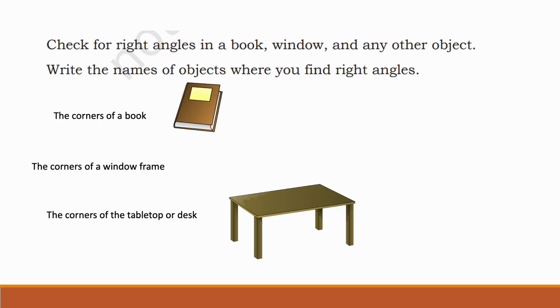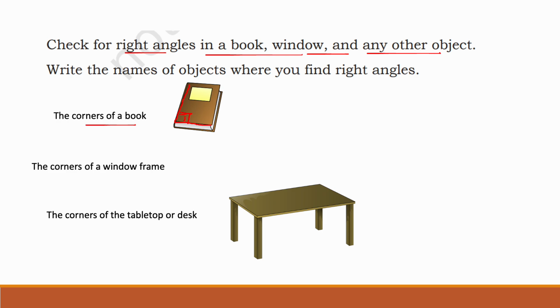Check for right angles in a book, window, and any other object. Write the names of objects where you find right angles. See, corners of a book. You can find right angles here. See, the corners of a book. This is a right angle. See, you consider these two lines. Then, this is a right angle. This is an L-shaped angle.